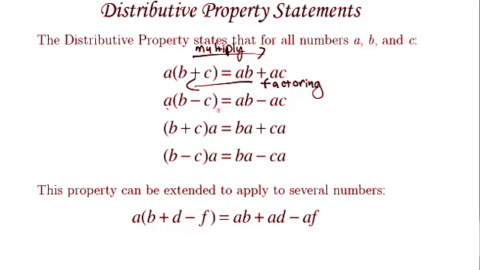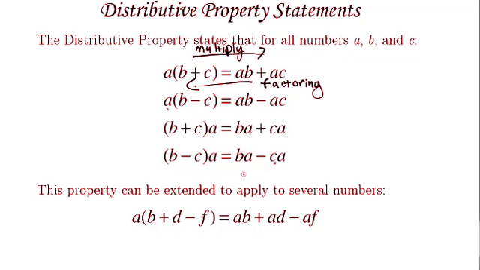I can also reverse the order in which these are presented. I can first say b plus c times a, and the distributive property still holds up, and that would give me ba plus ca, which is equivalent to the top expression. I can just reverse the order of these variables if I would like. Again, it holds true for subtraction. So if I have the expression b minus c times a, that is equal to ba minus ca.